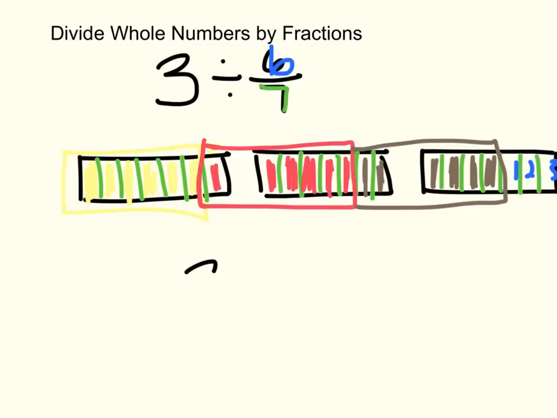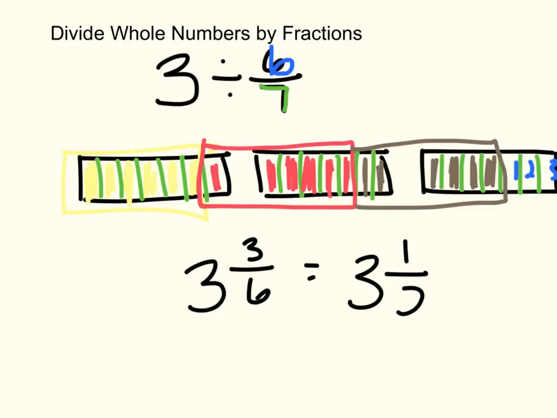So I have 3 full sets and I have 3 out of 6 that make up a whole. I look at that and I can see that 3 and 6 can simplify, so I have 3 and 1/2 units. So 6/7 will go into 3 3.5 times.